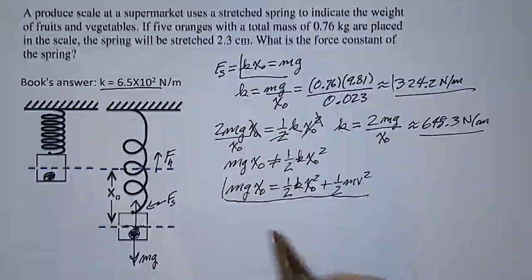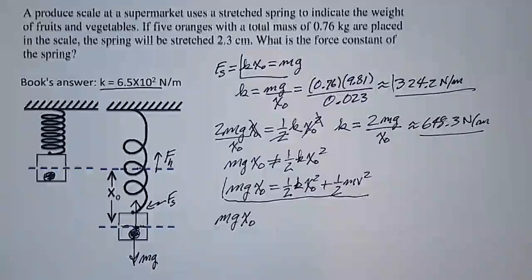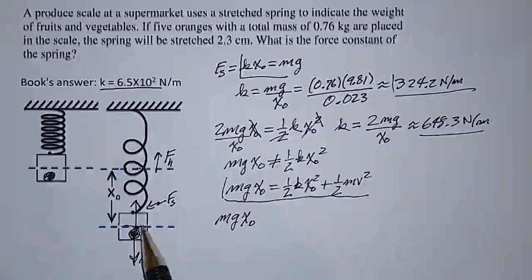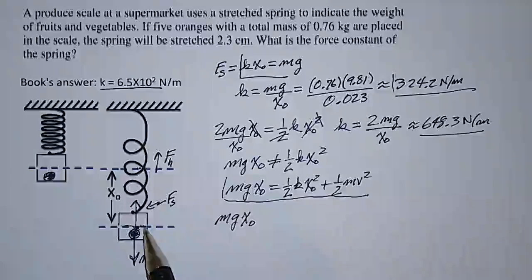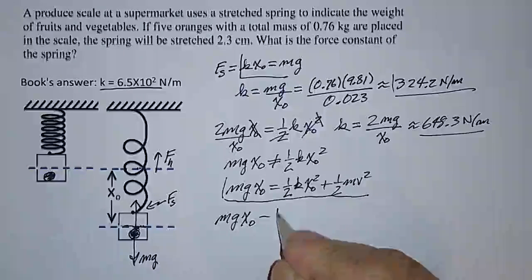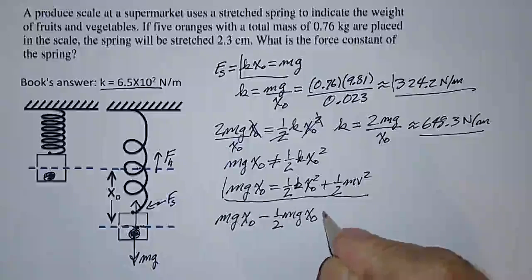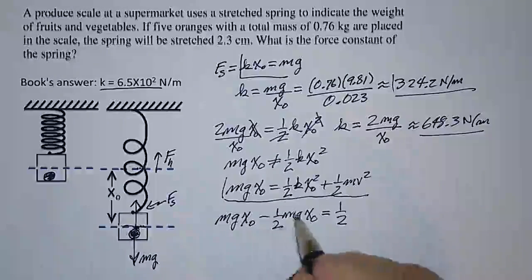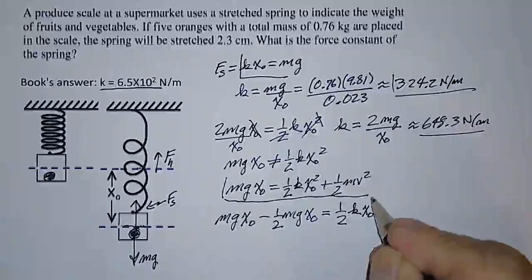But the way to look at that is I started off with mg x naught, gravitational potential energy, but I took energy out of the system with my hand because I'm exerting a force opposite to the direction of motion, so I'm doing negative work, and it turns out that that negative work is just equal to 1/2 mg x naught. And then when I get to the bottom, I don't have any kinetic energy, so this amount of energy was converted into the spring potential energy.